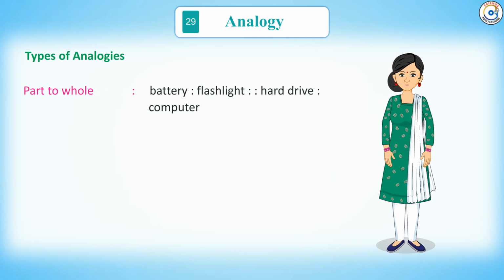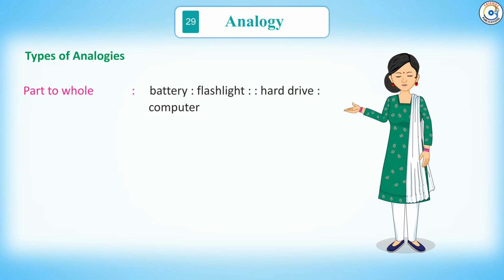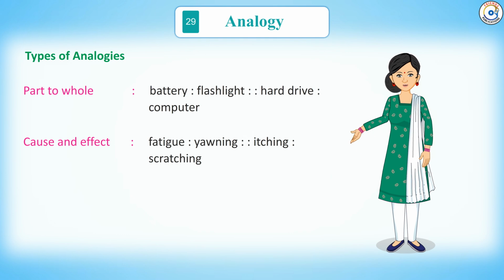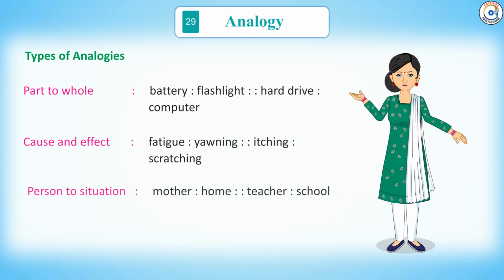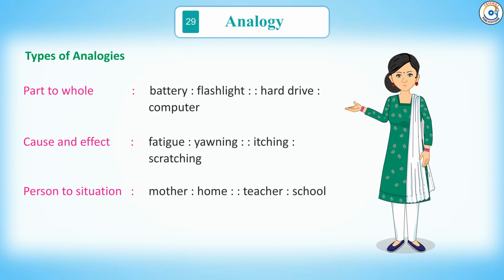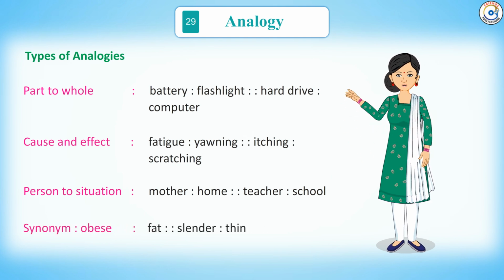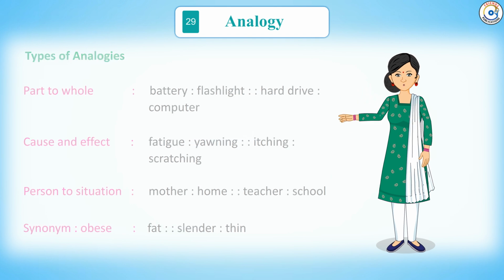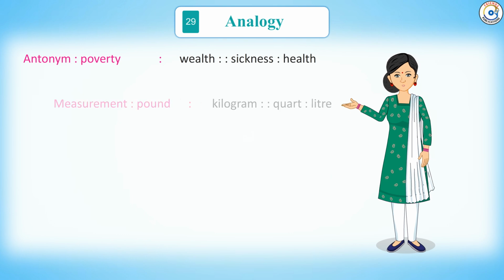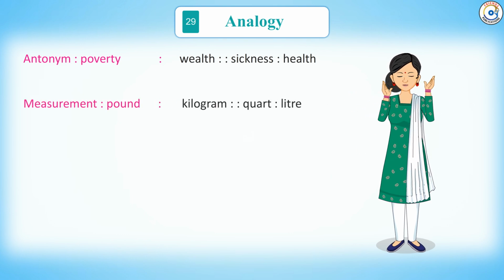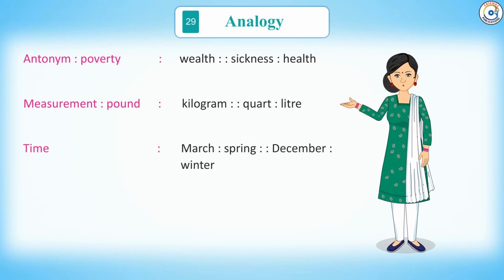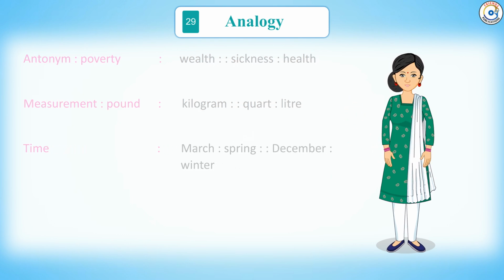Types of analogies. Part to whole: battery, flashlight, hard drive, computer. Cause and effect: fatigue, yawning, itching, scratching. Person to situation: mother, home, teacher, school. Synonym: obese, fat; slender, thin. Antonym: poverty, wealth; sickness, health. Measurement: pound, kilogram; quart, liter. Time: March, spring; December, winter.